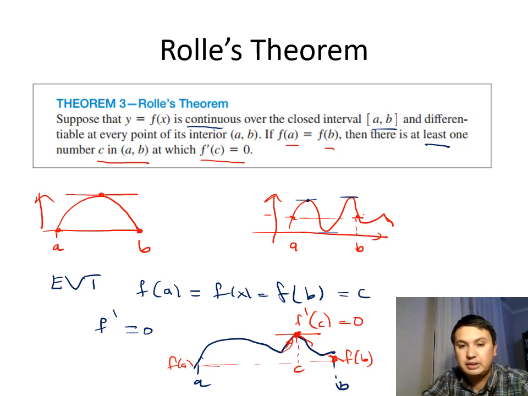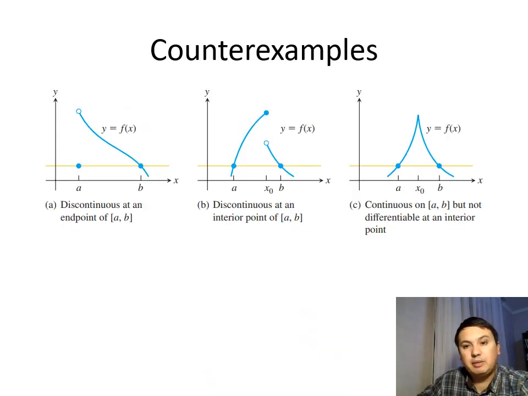Rolle's theorem is, in fact, the baby case of a more general theorem, which we call the mean value theorem, that we will see in a moment. So one more time, what was Rolle's theorem? Rolle's theorem states that if the function is continuous on a closed interval and differentiable in an open interval, then there exists a point inside this interval where the derivative is 0, right? So there are conditions, right?